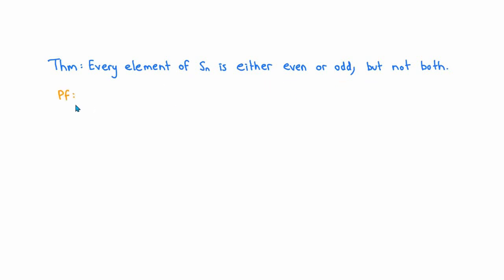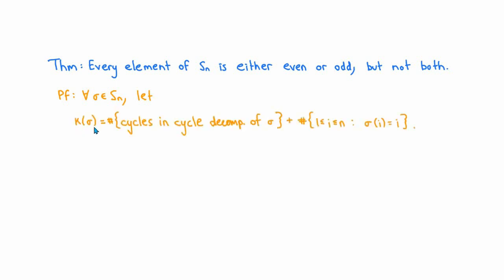Well, for the proof, for every element sigma in Sn, let's define kappa of sigma to be the number of cycles in the cycle decomposition of sigma, plus the number of integers i from 1 to n with the property that sigma of i is equal to i. In this definition, we're relying on the cycle decomposition theorem, which, remember, tells us that every element of Sn can be written as a product of disjoint cycles, and that that product is unique up to the order in which the cycles appear. That guarantees that the first quantity in this definition is well defined.